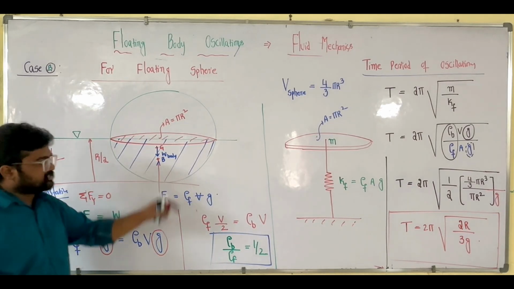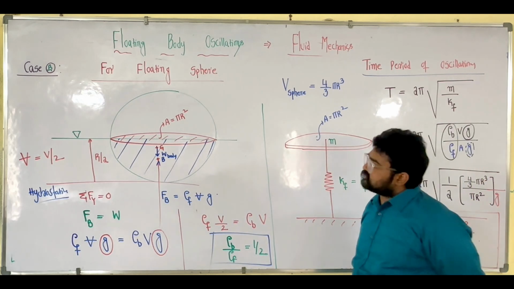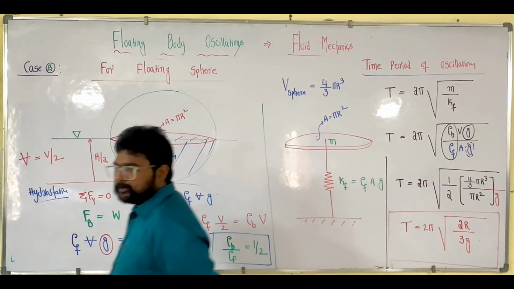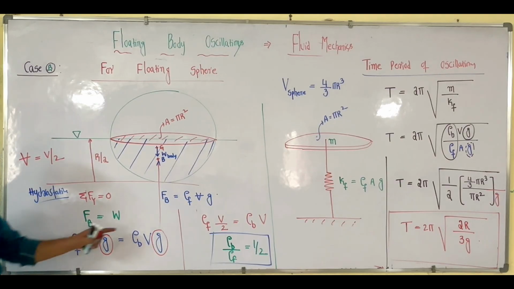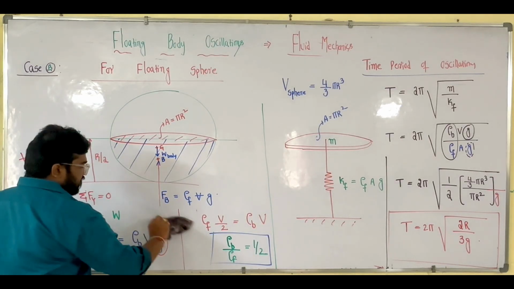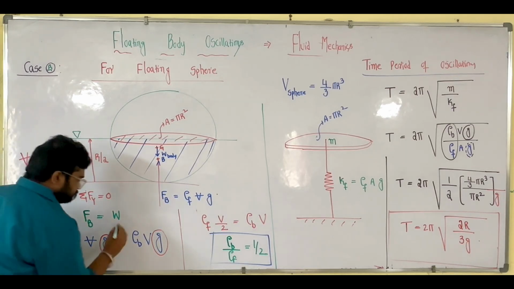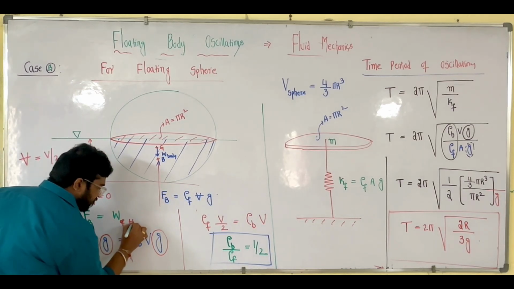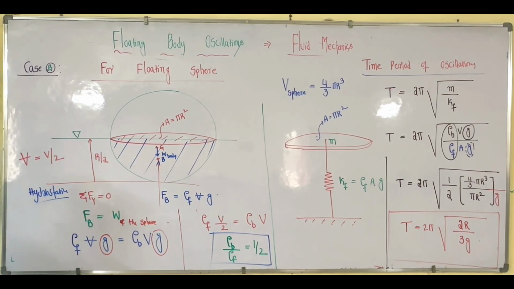Half of the sphere is immersed in the fluid and half of the sphere is floating above the free surface. The buoyant force acts in the upward direction. This is the weight of the sphere.